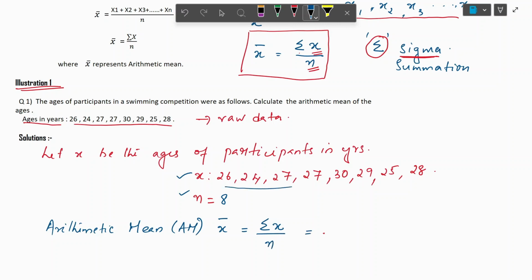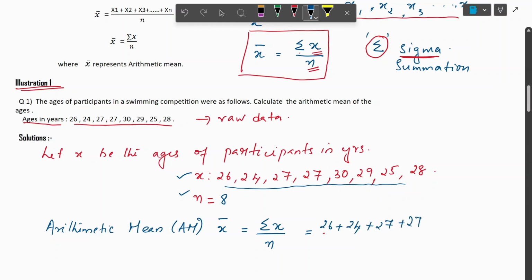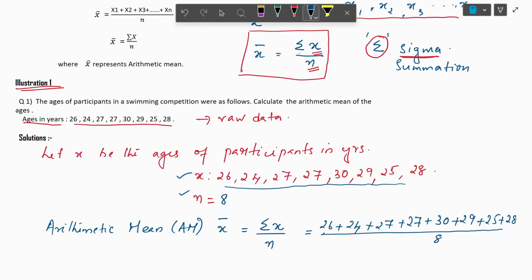These are the x values, right? You are going to add, that is 26 plus 24 plus 27 plus 27. Number is repeated twice. Write it properly. 30 plus 29 plus 25 plus 28 whole divided by 8. Now here you can use the calculator and calculate what is the sum and divided by 8.